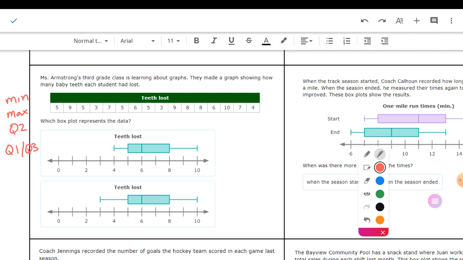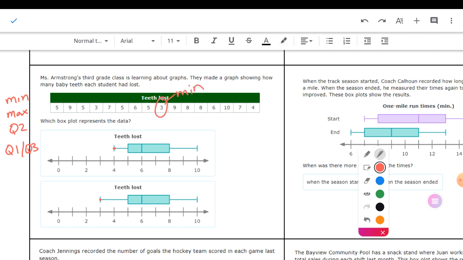Okay, and just looking at this one, our minimum here is 4. Our minimum here is what? 3. So just the minimum and maximum should give us our answer here. What is the minimum number? 3. What's our lowest number in our teeth lost? 3. 3 is our minimum.